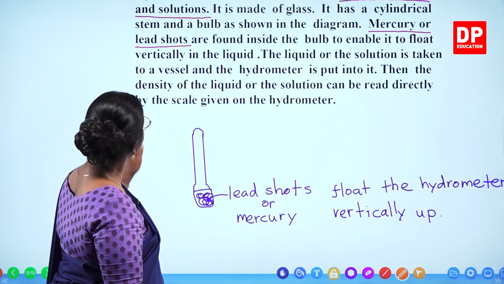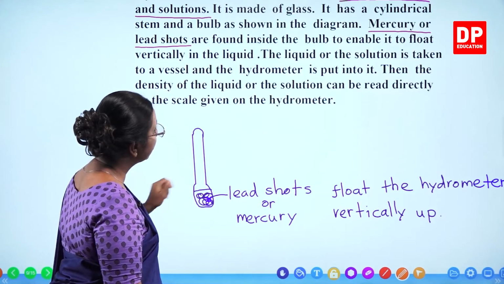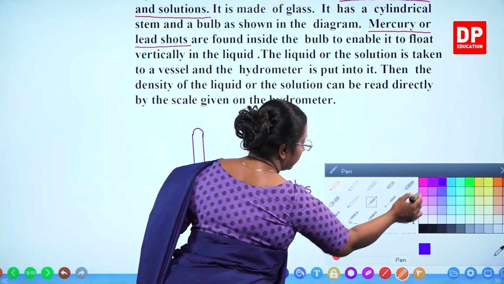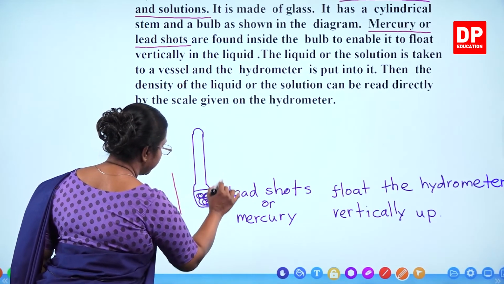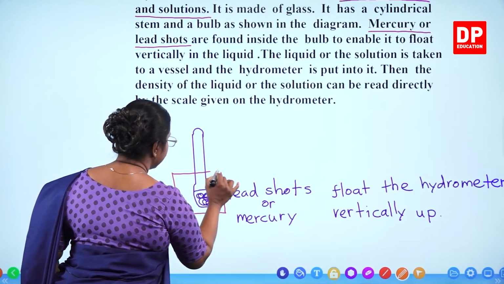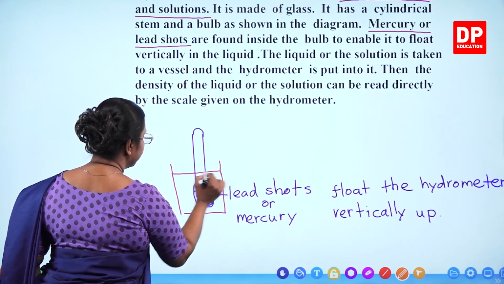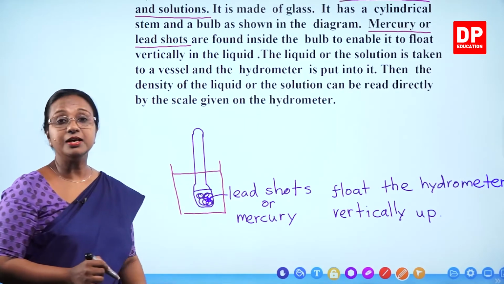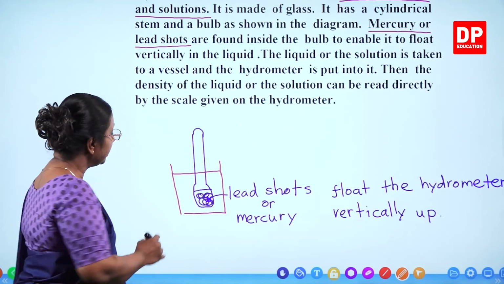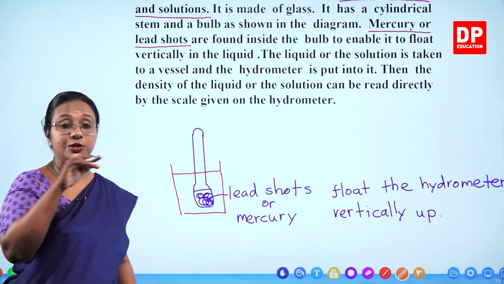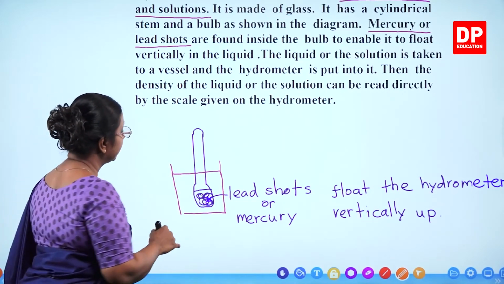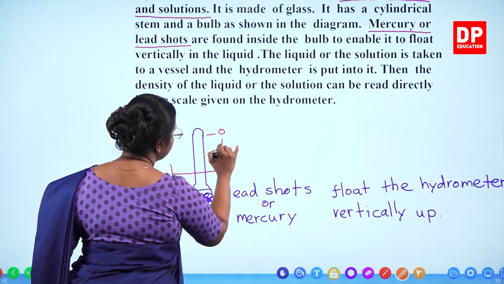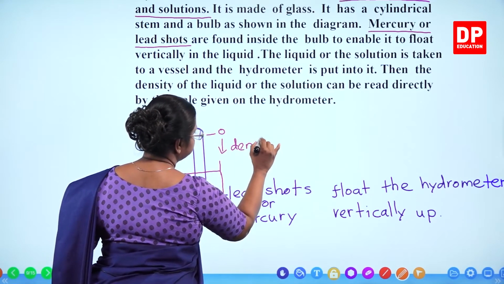The liquid or the solution is taken to a vessel and the hydrometer is put into it. So, we will put this hydrometer into a liquid. So, if we put it into a liquid like that, say let's say the liquid level is up to here, the reading will point to this part. So, there is a calibration in the glass tube. So, there you will get the value of the density. And usually the density is 0 at the top, and downwards density increases.